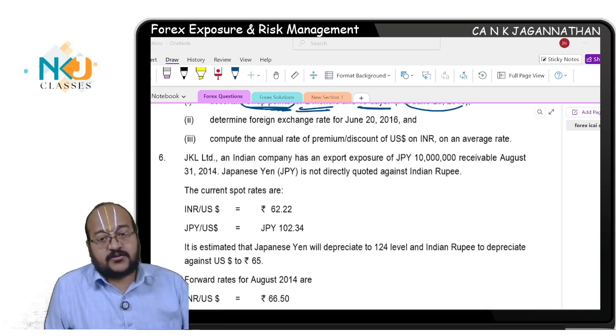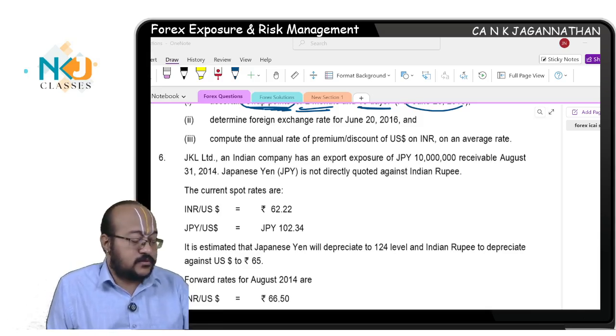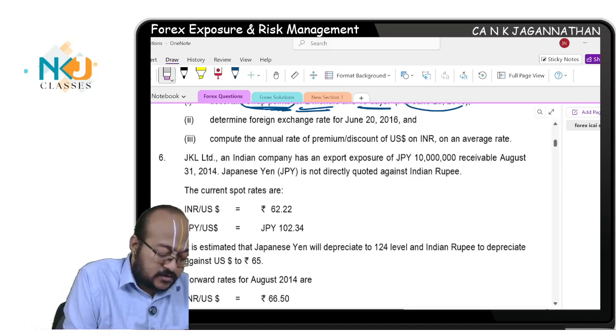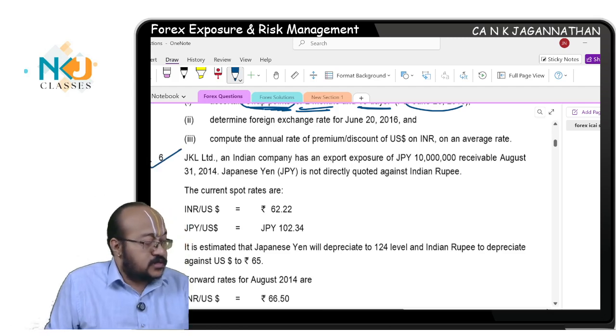Hello friends, so let us continue discussing the ICAI study material questions from the chapter Forex exposure and risk management. See, take question number 6 for discussion.